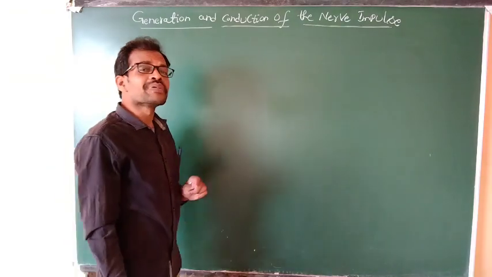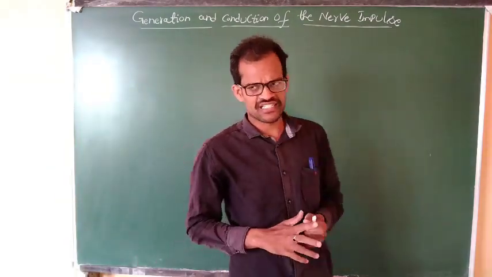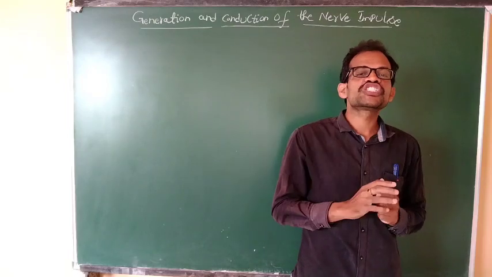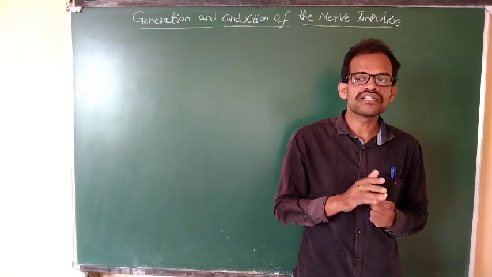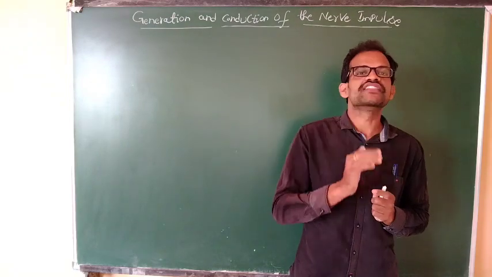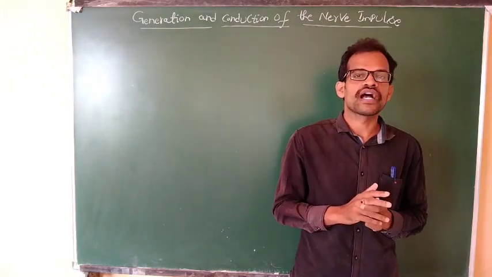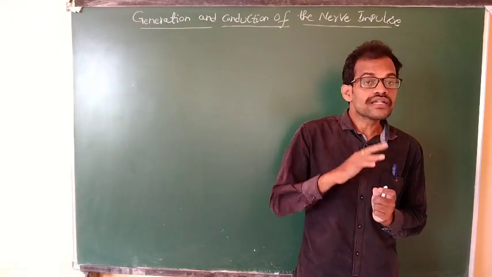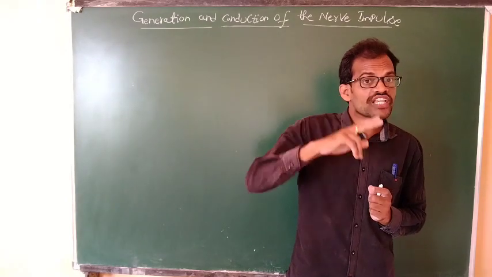The nerve impulse means, keep in your mind, only one point to remember. Generation of the nerve impulse means the movement of ions, exchange of ions. The outside polarity and inside polarity sometimes change.